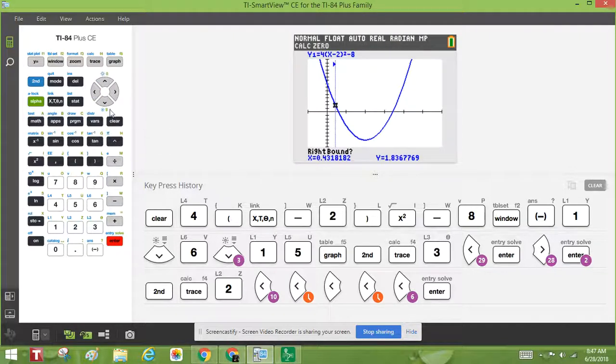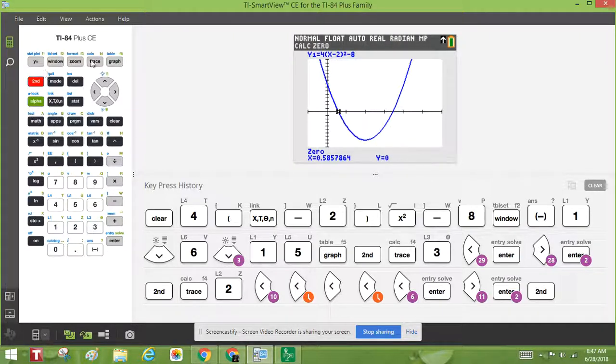It switches to right bound. So now I'm going to go over to the right-hand side of it and hit enter again. And it says guess just like it did before, and I'm going to hit enter again. And now I'll round this to 1 or 2 decimal places. So the 0 would be 0.59, and obviously y would be 0. Let's go ahead and find the other one.